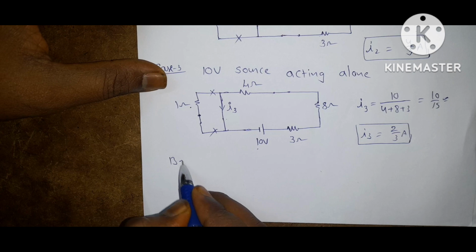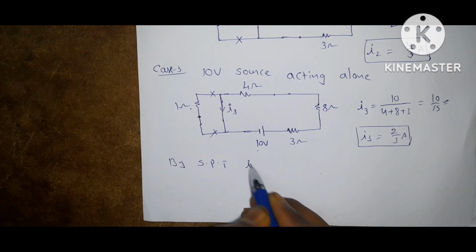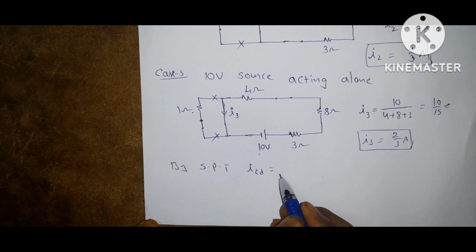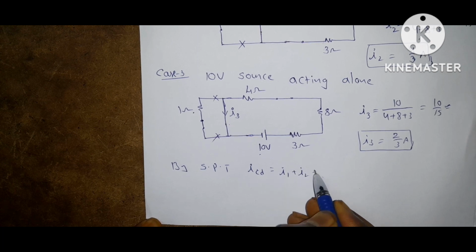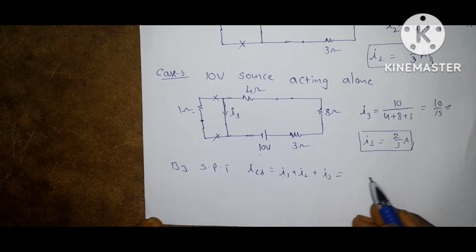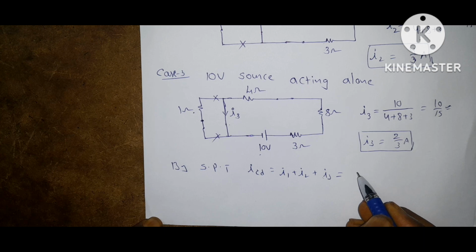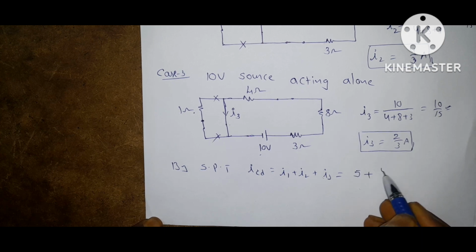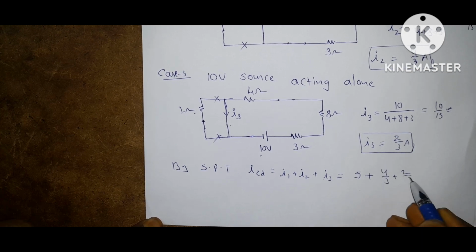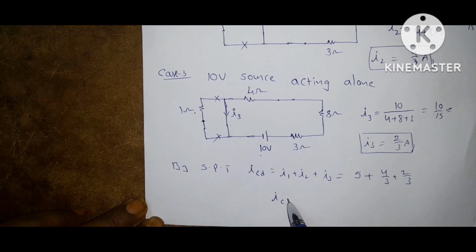By superposition theorem, what is ICD? So ICD is equal to I1 plus I2 plus I3. That is, I1 we got 5 amps, plus 4 by 3 plus 2 by 3. So what is ICD? ICD is 7 amps.